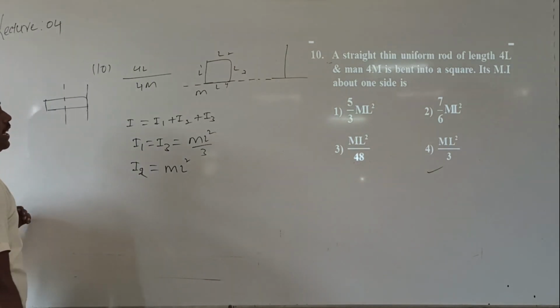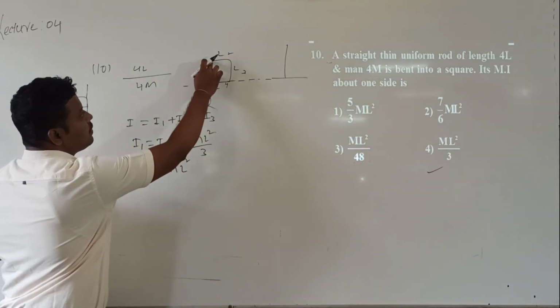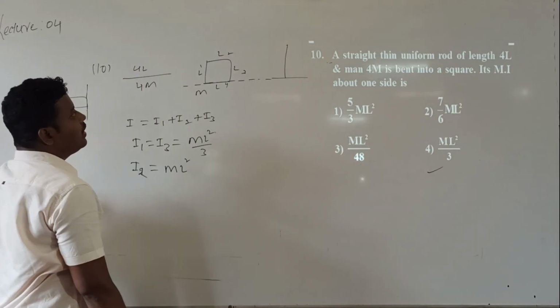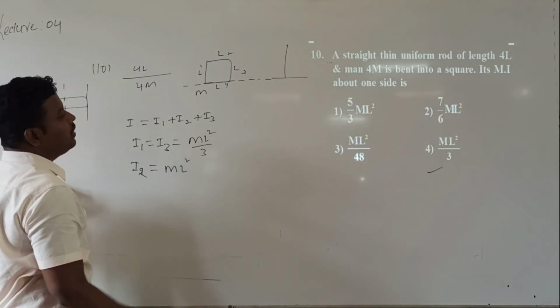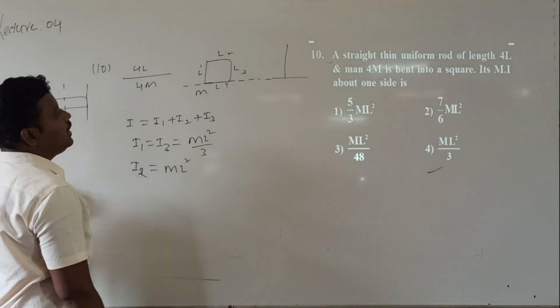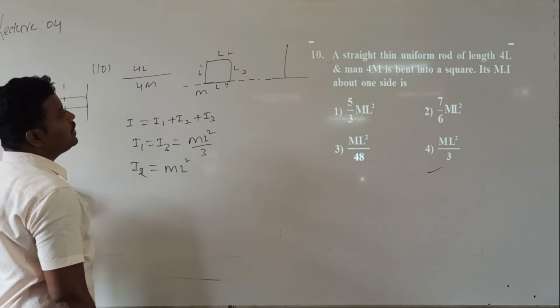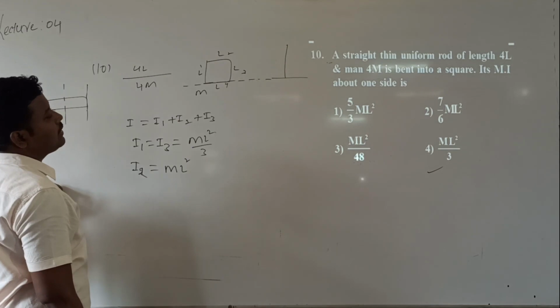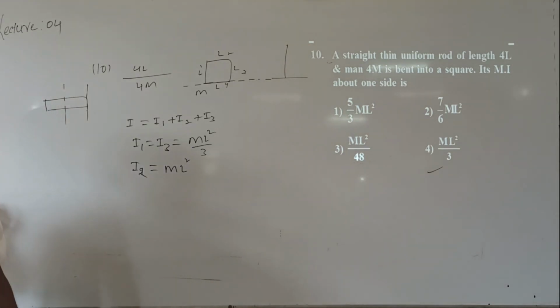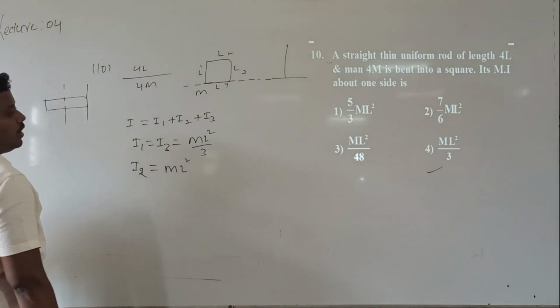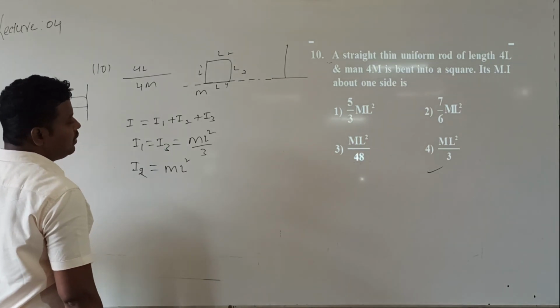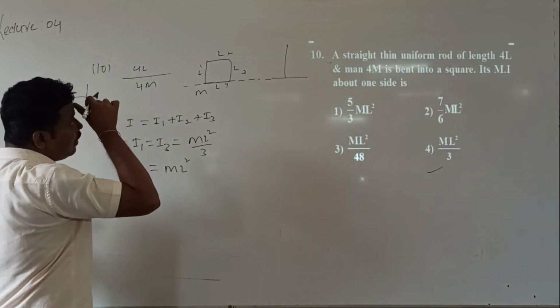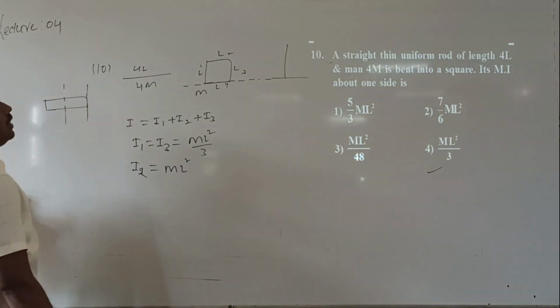Ml square by 3 is the moment of inertia of this one. What is the distance of the second side from this axis? That is L. Then moment of inertia about which axis? About a parallel axis, what will we get? ml square plus ml square by 3, that is 4 ml square by 3.